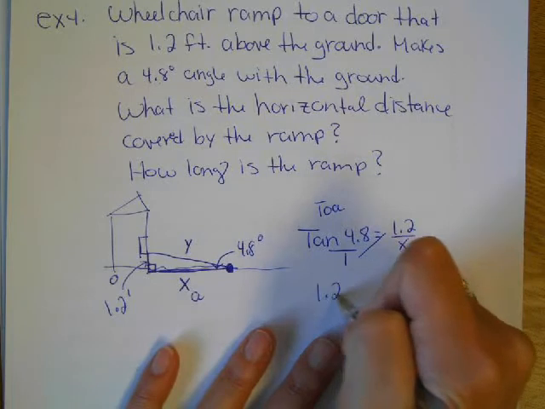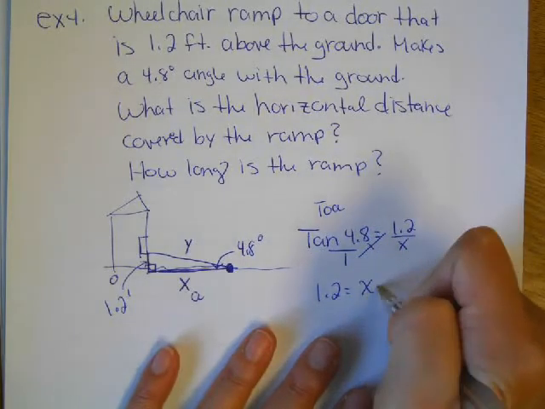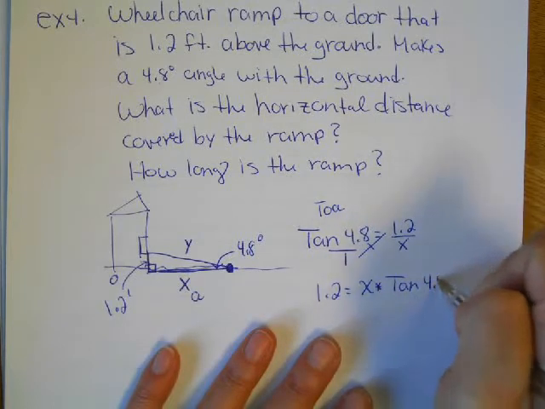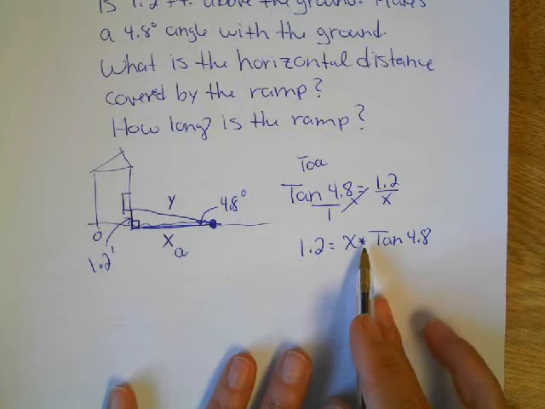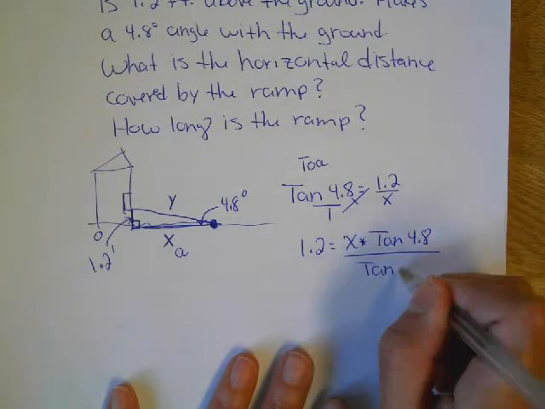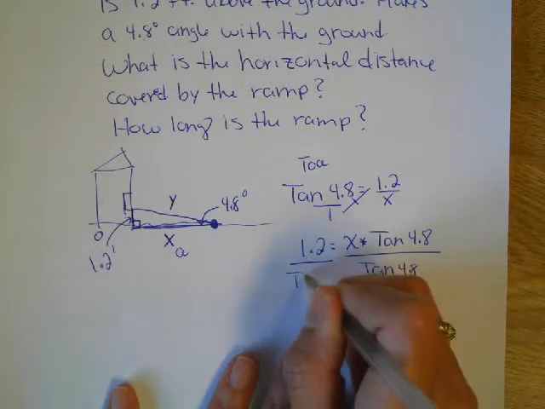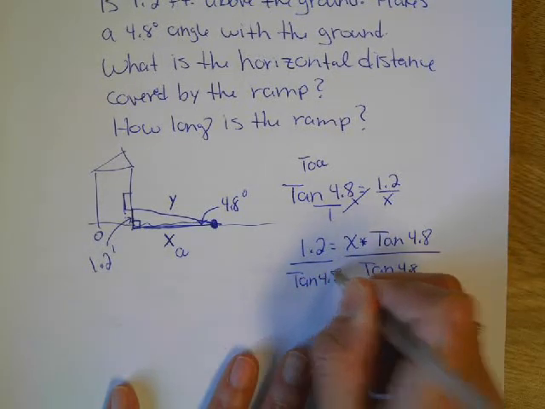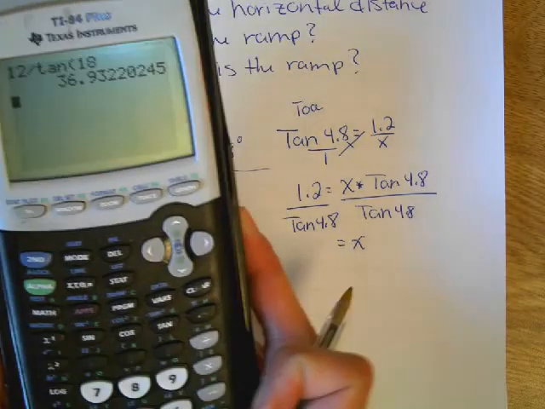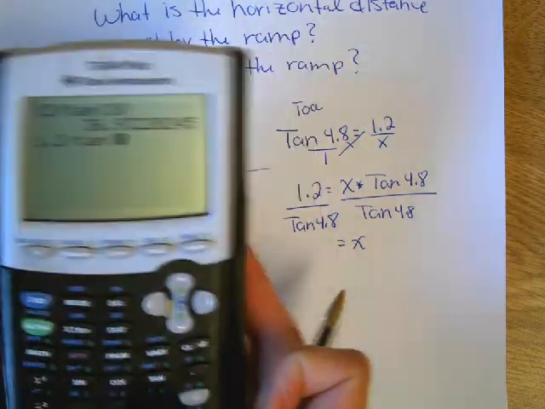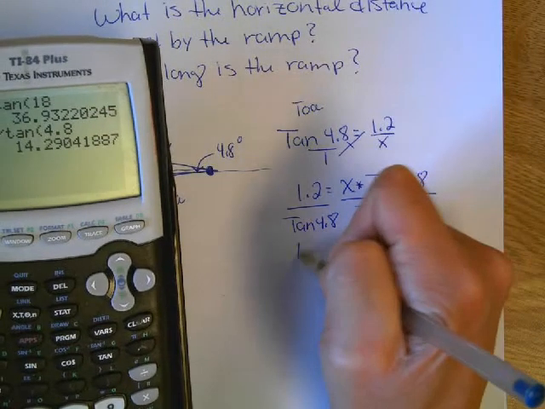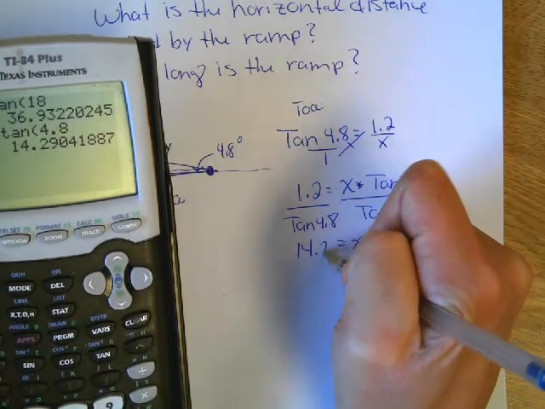Make that side a proportion, and now cross products. 1 gets multiplied by 1.2. X gets multiplied by the tan of 4.8. That's a times sign. And now just one step to solve. We've got to divide by the tan of 4.8, the opposite of multiply. So 1.2 divided by the tan of 4.8. So it's covering just over 14 feet along the ground, 14.29 feet.